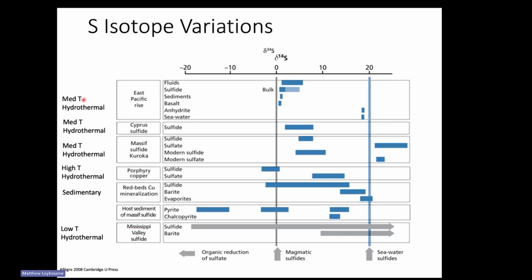And on the left, these first three represent medium temperature hydrothermal systems. Porphyry copper are high temperature hydrothermal systems. The sedimentary and Mississippi Valley types are relatively low temperature systems. And so what do we see? We see the medium to high temperature systems tend to have slightly positive values. Sedimentary systems have more variation. And these Mississippi Valley types have really high variation, and that's because of biological activity. So this is partly why it's so complicated: there's such a range of potential sulfur isotope values.